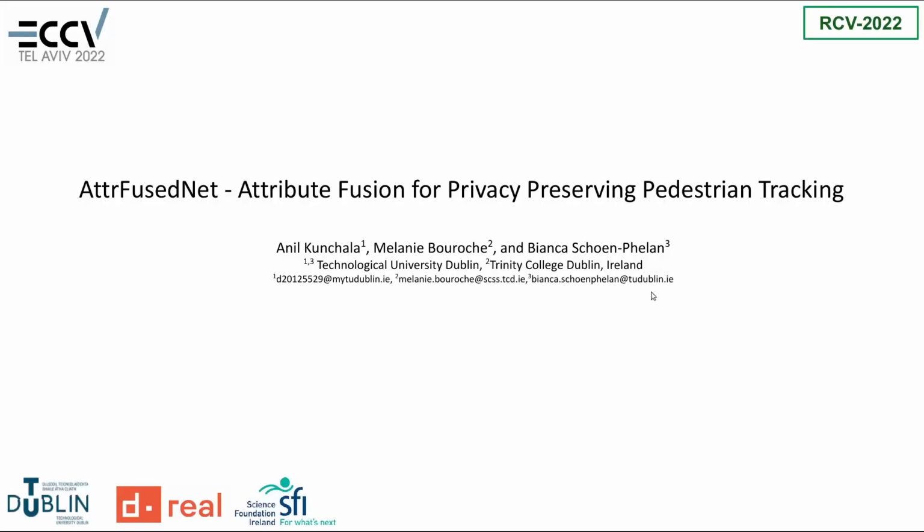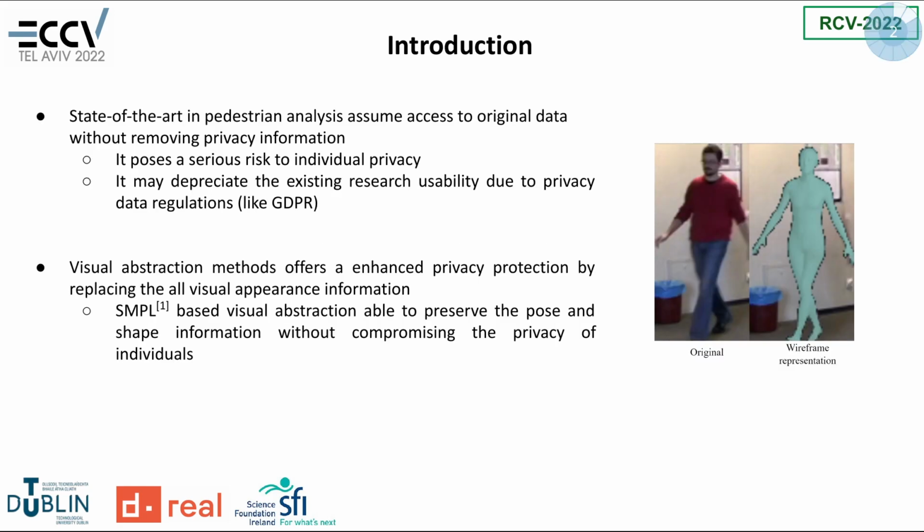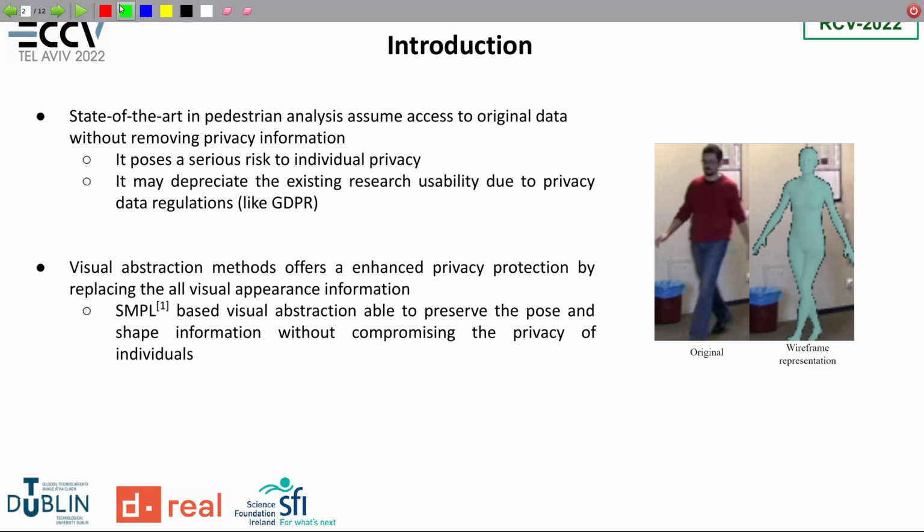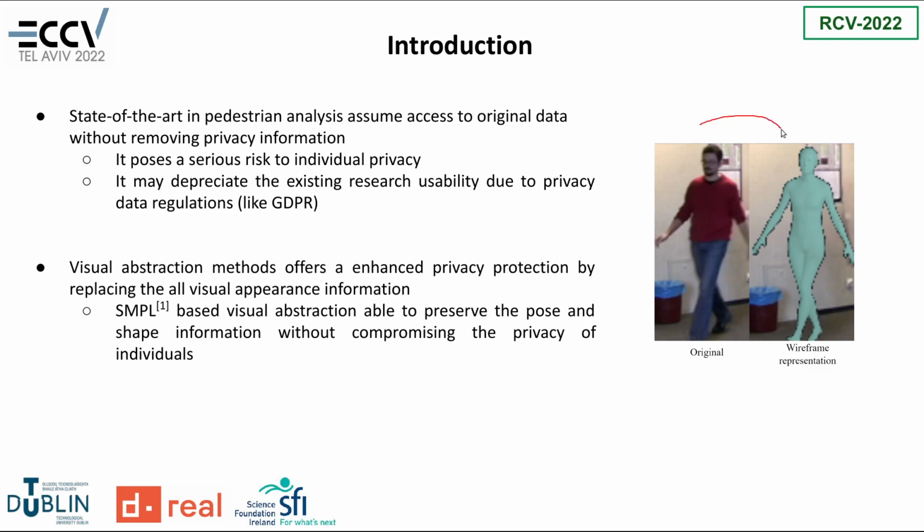In this video, I'll talk about AttrFusedNet. Most of the state of the art in pedestrian analysis assumes access to the visual data, which poses a serious risk to individual privacy, and it may depreciate the existing research usability due to privacy data regulations like GDPR. Compared to traditional privacy preserving methods such as blurring and pixelation, visual abstraction offers enhanced privacy by replacing visual appearance information with a wireframe.